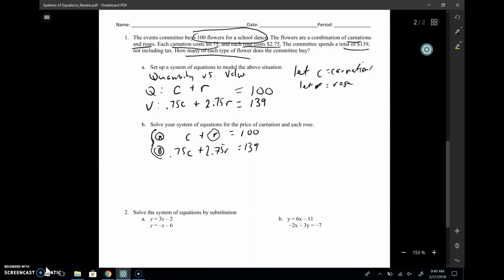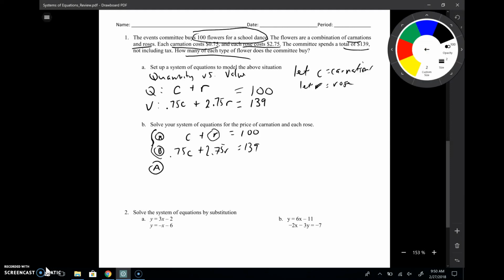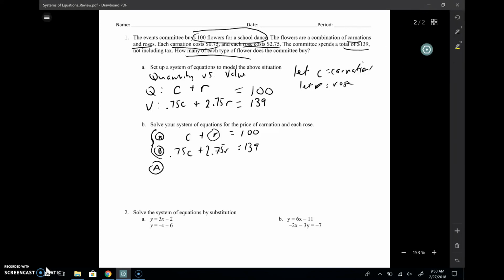0.75C plus 2.75R is equal to $139. Right now, if I do something called systems of elimination through addition, nothing eliminates because I don't have any zero pairs. So I'm going to choose to eliminate R. And in equation B, 2.75R is a positive. So I'm going to choose to multiply equation A by negative 2.75. I'm going to multiply the entire equation by negative 2.75.